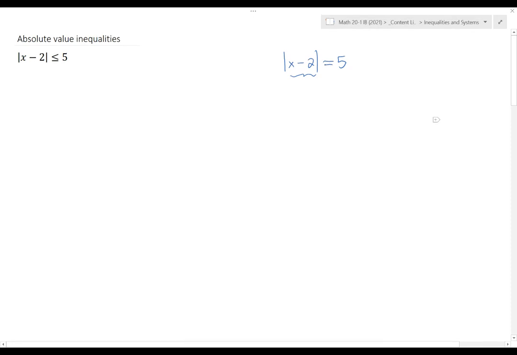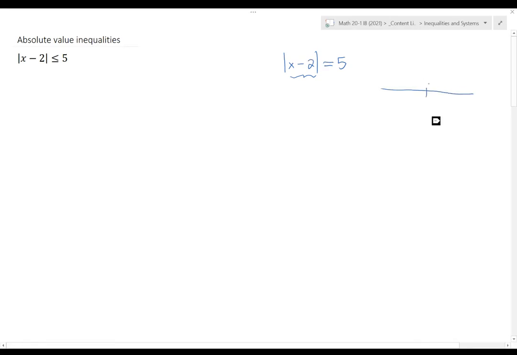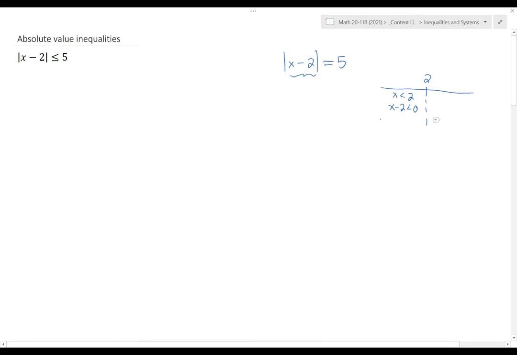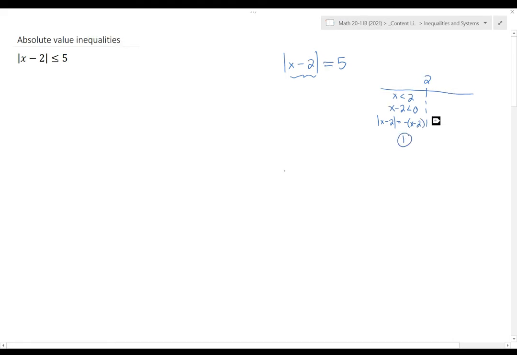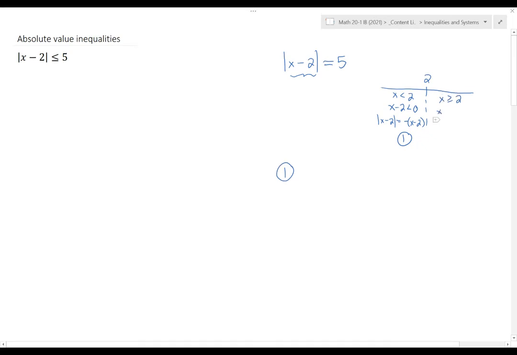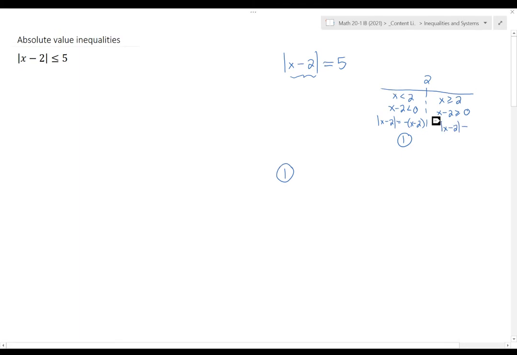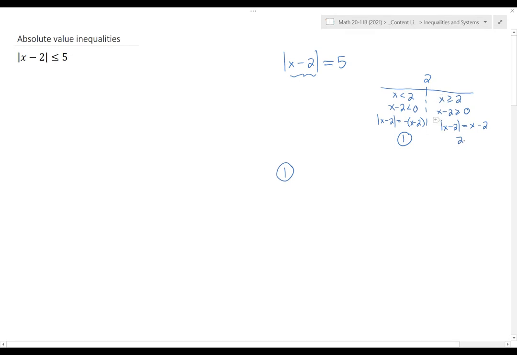So the critical value for this equation is when x minus 2 equals 0, so that is at 2. On one side of the 2, when x is less than 2, x minus 2 is going to be less than 0, which means the absolute value of x minus 2 equals the opposite of x minus 2. And this is case 1. Case 2 is when x is greater than or equal to 2, and that is when x minus 2 is greater than or equal to 0, which means that the absolute value of x minus 2 just is x minus 2, so this is case 2.